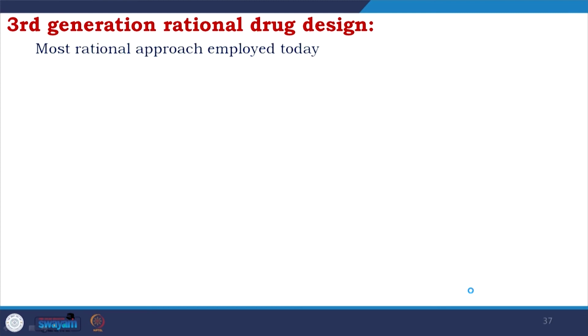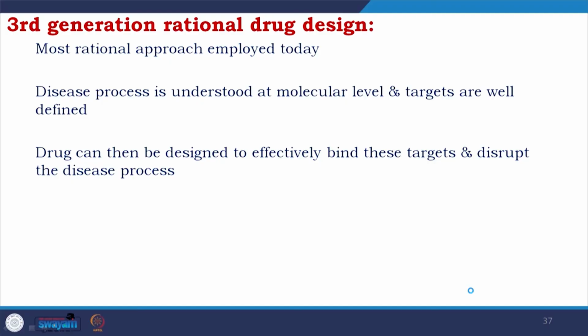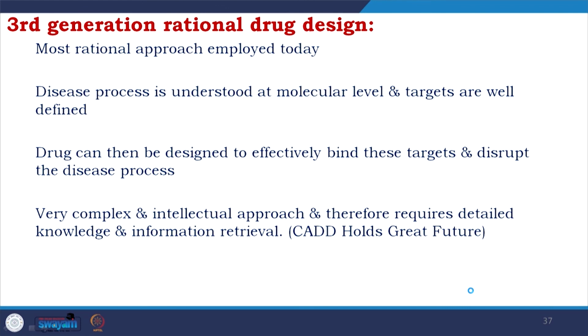The third generation rational drug designing, most rational approach employed today. Disease process is understood at molecular level. So, we are not only looking at the target drug, we are also understanding the opposite part, the main biological entity, that is the key to success. So, disease process is understood at molecular level and targets are well defined. Drug can then be designed to effectively bind these targets and disrupt this disease process. Very complex and intellectual approach and therefore require detailed knowledge and information retrieval.